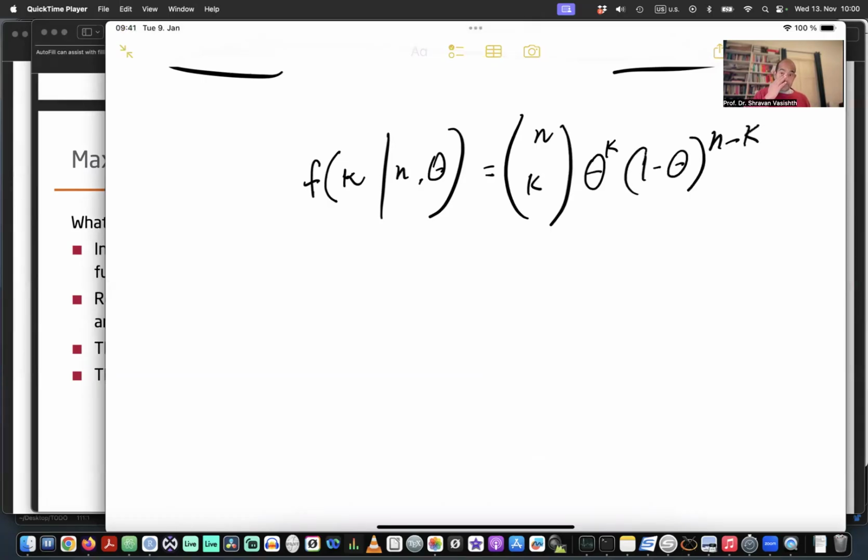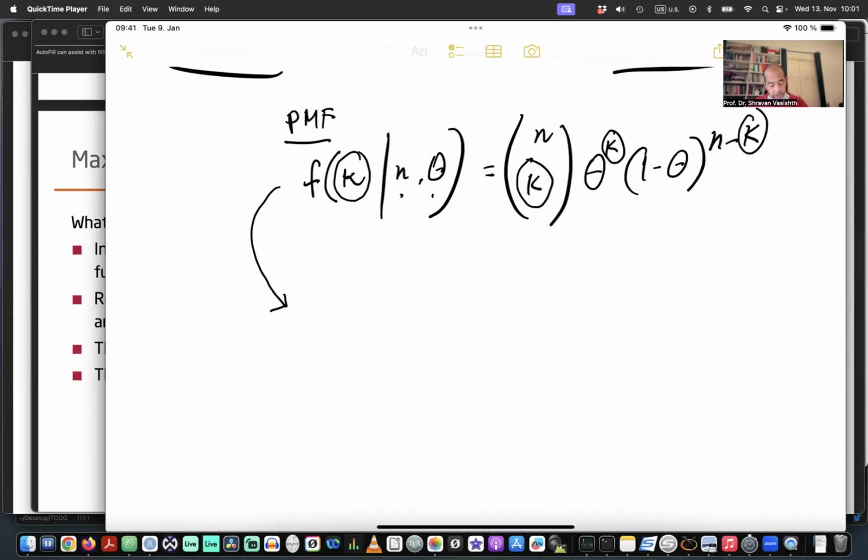Okay. So this probability mass function is actually dependent on two values, the sample size n and the probability of success theta. The only variable in this probability mass function is k. This is the variable. Everything else is fixed. N and theta are fixed. So this function is a function of k, right? But we can actually interpret this function as a function of theta instead of being a function of k.